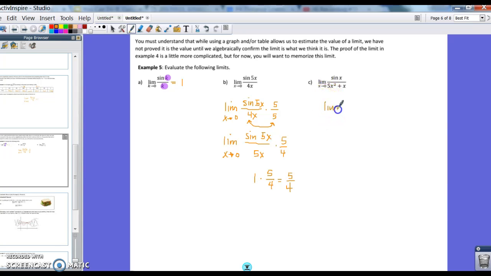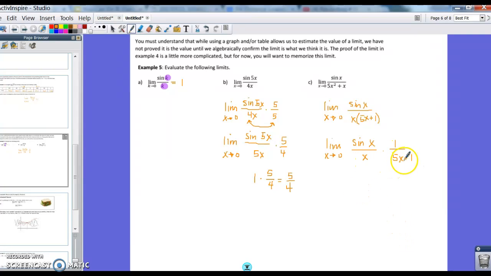I've got the limit as x goes to 0 of sine x over 5x squared plus x. Well, if I were to just go ahead and factor the bottom, in this case I don't need to multiply by anything. I can factor an x out of the bottom. Whoops, 5x plus 1. So that gives me the limit as x goes to 0 of sine x over x times 1 over 5x plus 1.